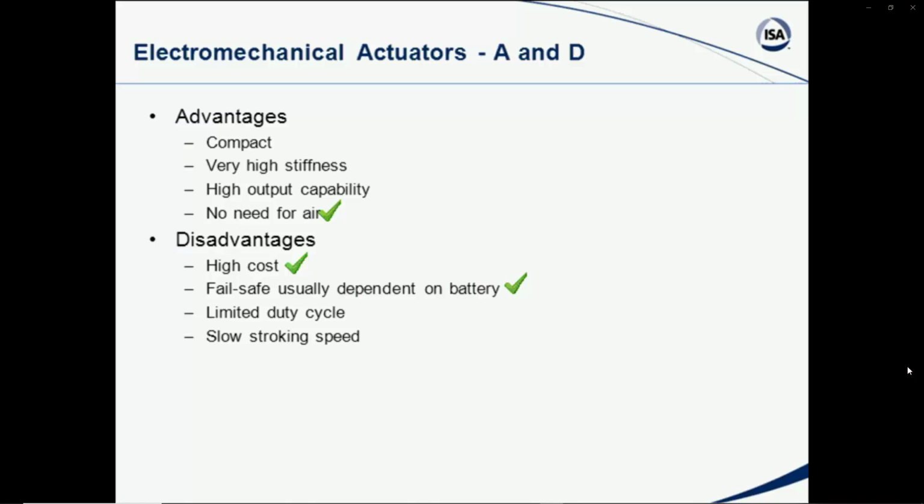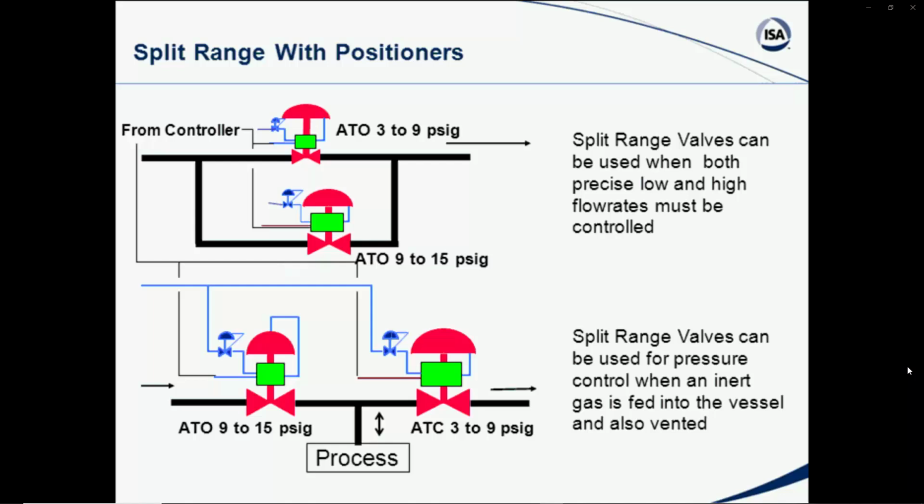Also, due to the fact that it is electromechanical, you would really not want to have this in a heavy-duty cycle application, because it would tend to wear out and give you maintenance difficulties. So these are some advantages and disadvantages when using the electromechanical or hydraulic type actuator.